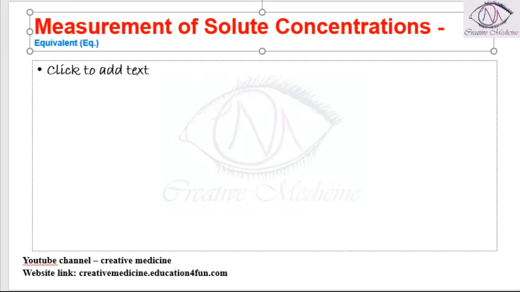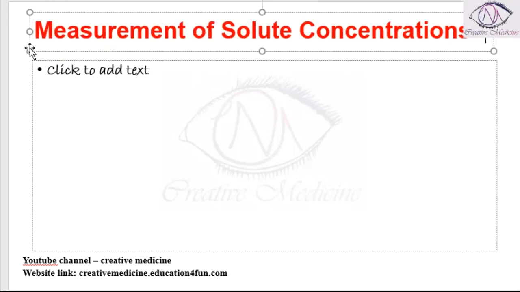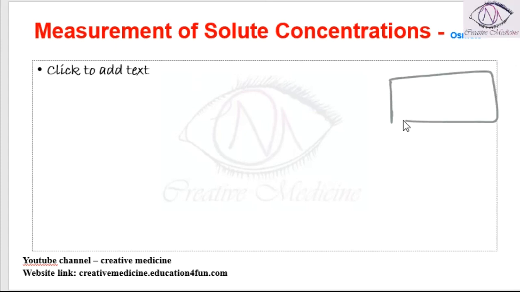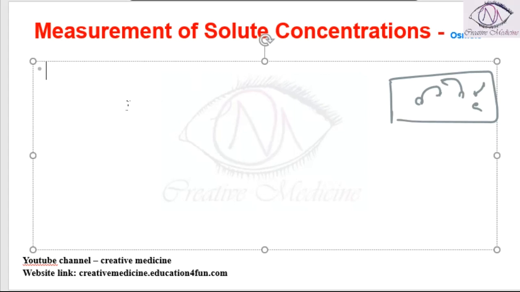Now, in the measurement of solute concentrations, the next important unit is the osmole. What is this osmole? One osmole is equal to one mole of a substance divided by the number of freely moving particles in a solution. So this is a solution. In this solution, if you divide the number of freely moving particles with the mole, we get the osmole.